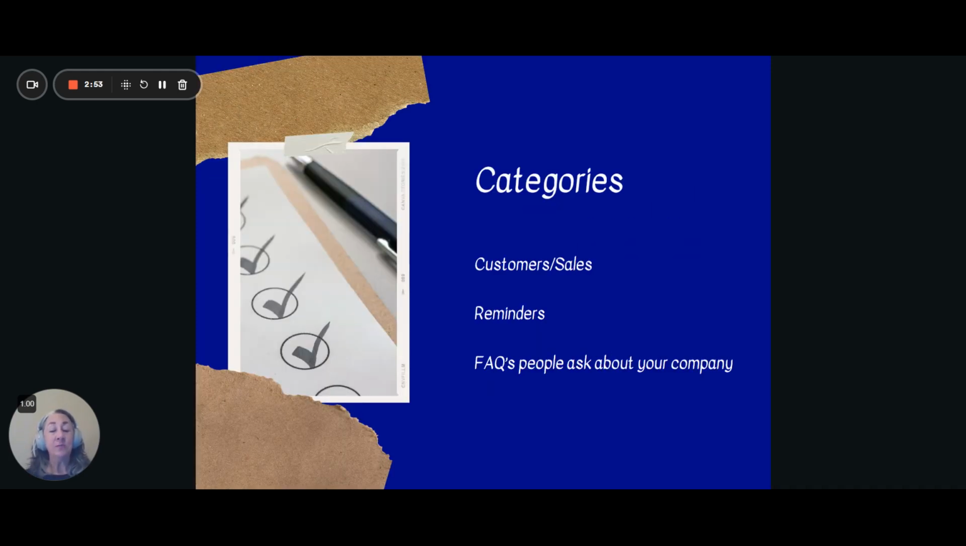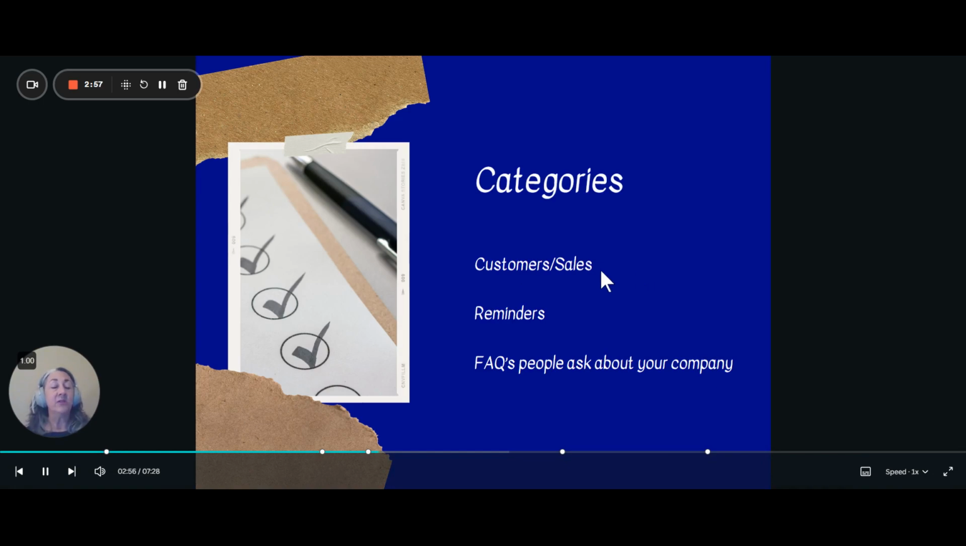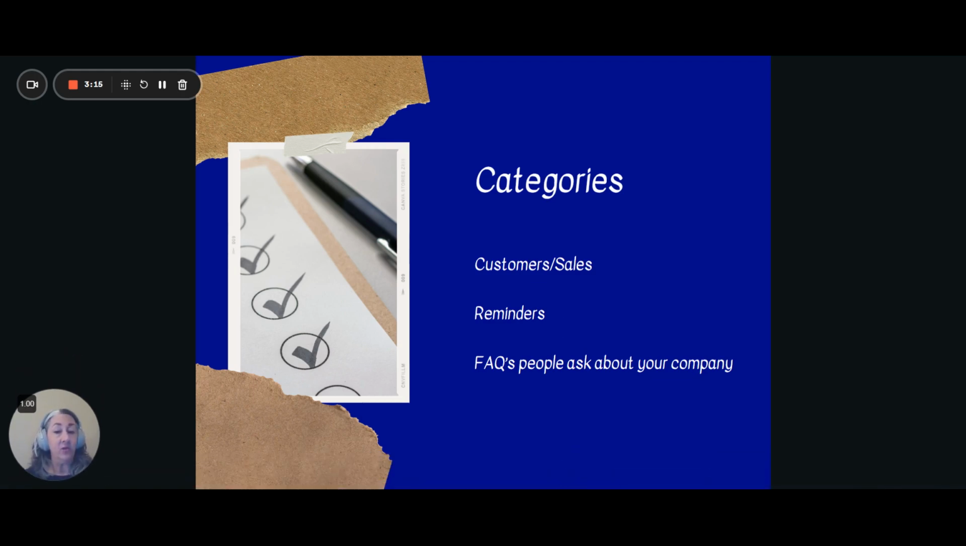What you're going to do is look for things like customers or sales. Those are all one category, right? Maybe you send out reminders to customers. Like if you're a store and you have fall fashions, spring fashions, winter fashions, closet clean out, things like that. So reminders could possibly be a category.